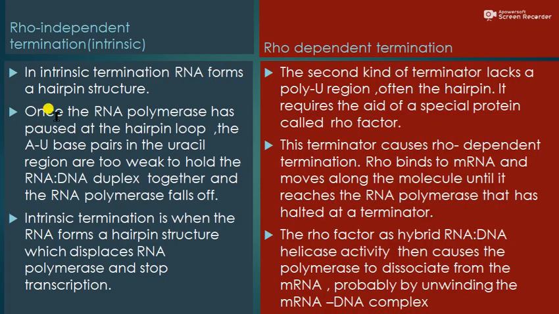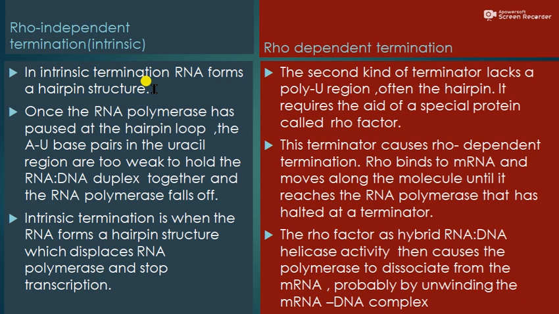In the case of Rho independent terminator, it is an intrinsic termination of RNA. Hairpin-like structures will be formed, and once the RNA polymerase is paused at the hairpin loop structure, the AU base pairs in the uracil region are too weak to hold the RNA-DNA duplex together, and the RNA polymerase falls off. The intrinsic termination is when the RNA forms a hairpin-like structure, which displaces the RNA polymerase and stops the transcription.